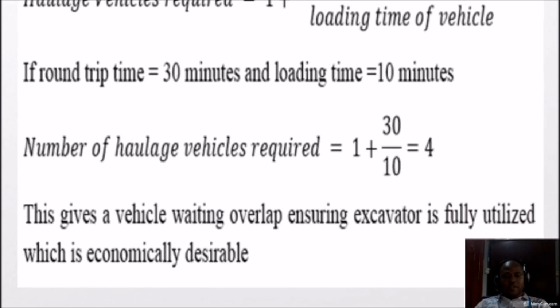This gives a vehicle waiting overlap, ensuring that the excavator is fully utilized, which is economically desirable. So with this number of vehicles, 4 trucks, it means the excavator will be optimally made use of. So the excavator will not be idling on the site. The excavator will be able to perform optimally. So that's why we said this gives a vehicle waiting overlap, ensuring that the excavator is fully utilized, which is economically desirable.